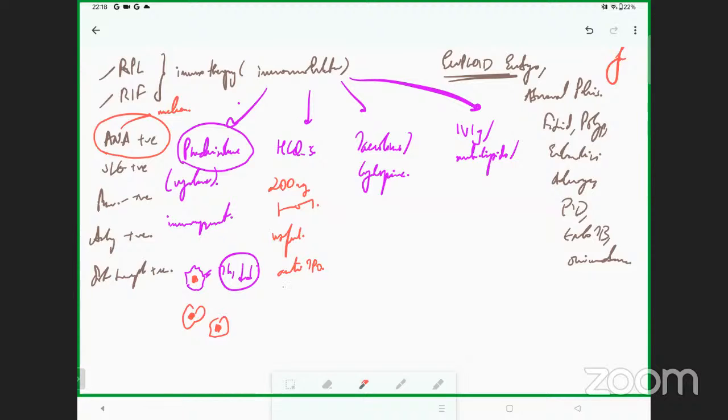Obviously, it has got a limited role in APLA antibodies, limited role in anti-cardiolipin antibodies. All right. Then we come to tacrolimus and cyclosporin. You have ANA positive or negative. You have tried prednisolone, not worked. That is the situation when you can use tacrolimus.